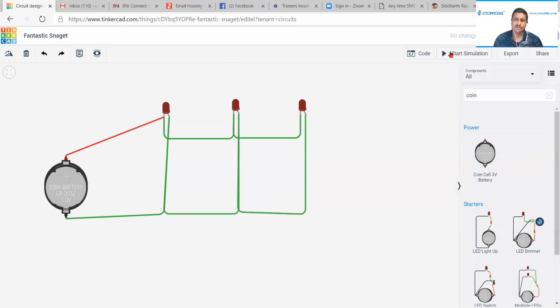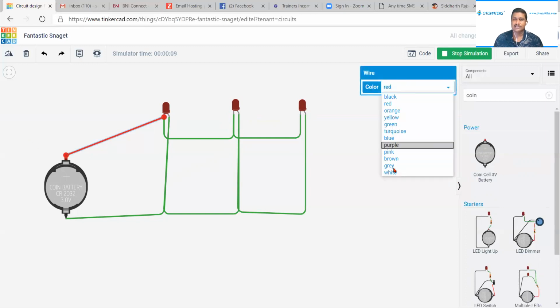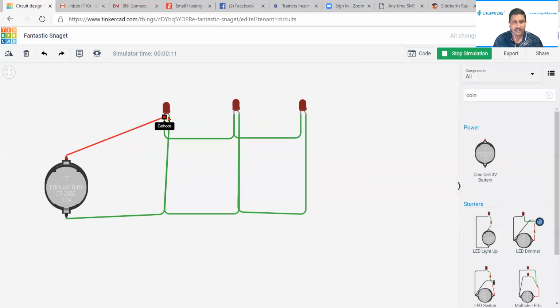Clear? Now you start the simulation. It doesn't work. Hope you could have found the error in the circuit. Yes, obviously you could have found it. What I made is I mismatched the polarity. See, in the negative of the LED I have given positive, and in the positive of the LED I have given negative. So now you could have understood and recollected what polarity means. Polarity means we should not interchange the positive and negative. So hope you are clear with this.